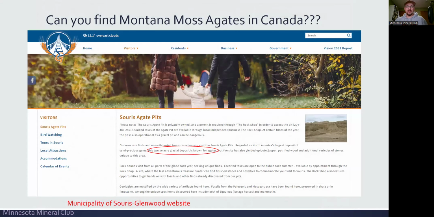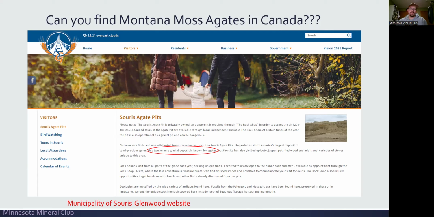So this leads to the question then, if the Yellowstone River used to flow into Source, can you find Montana agates in Canada? And so this was taken from the Source Glenwood website, which talks about some of the things you can do in the area. And one thing that they've mentioned is the Source agate pits. And I'm not going to read all this, but just showing you here that it is a 12-acre glacial deposit that is known for agates.